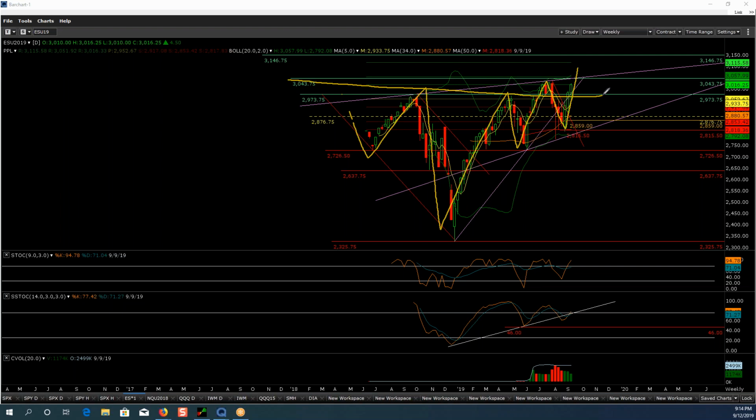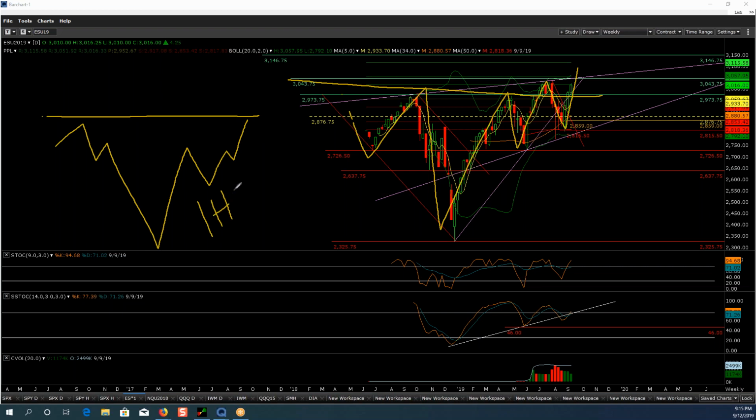George, Mike, and Mike. What is this pattern? This is encompassing multiple years. Inverse. Inverse what? Head and shoulders. There you go. Stay long.